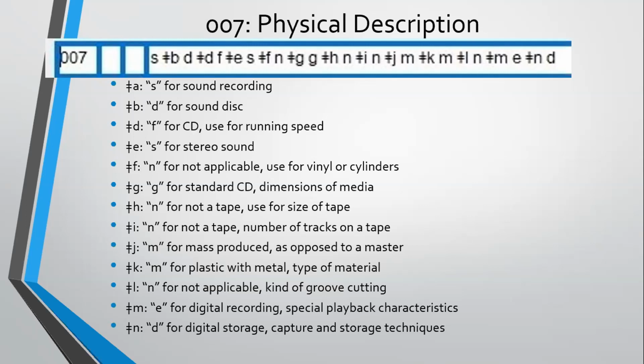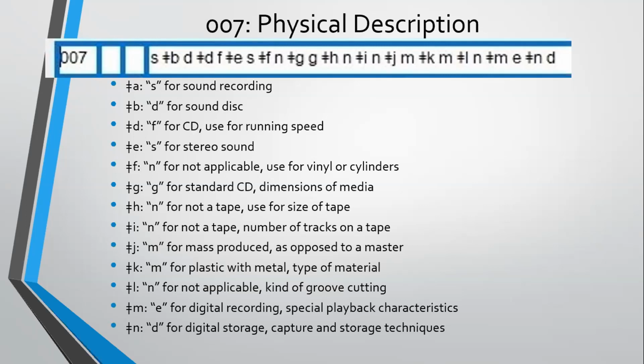All right, so moving on, subfield K is for the kind of material, M is plastic. Subfield L is for the kind of cutting. So the way that the grooves are cut, you'll use code n for not applicable. You might use this with vinyl records.